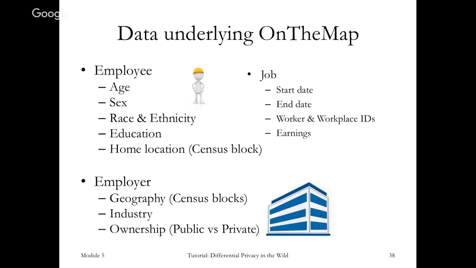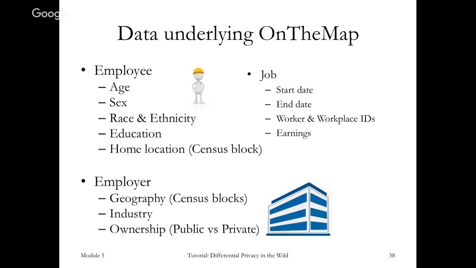To think like a database person, it's basically two tables, two kinds of entities. There are employees, there are employers, and their attributes. And there's a link table of jobs, which is basically which employee works at which employer. So this is the data set that they have.